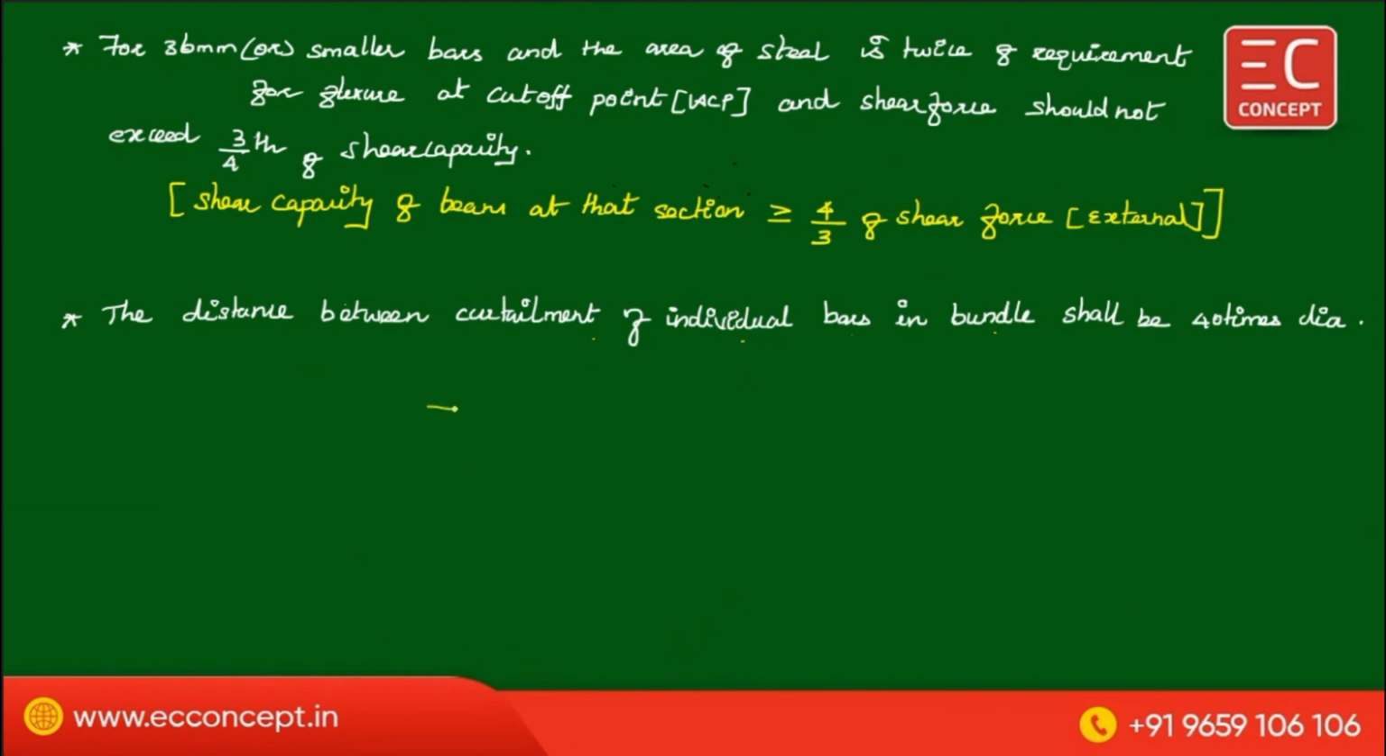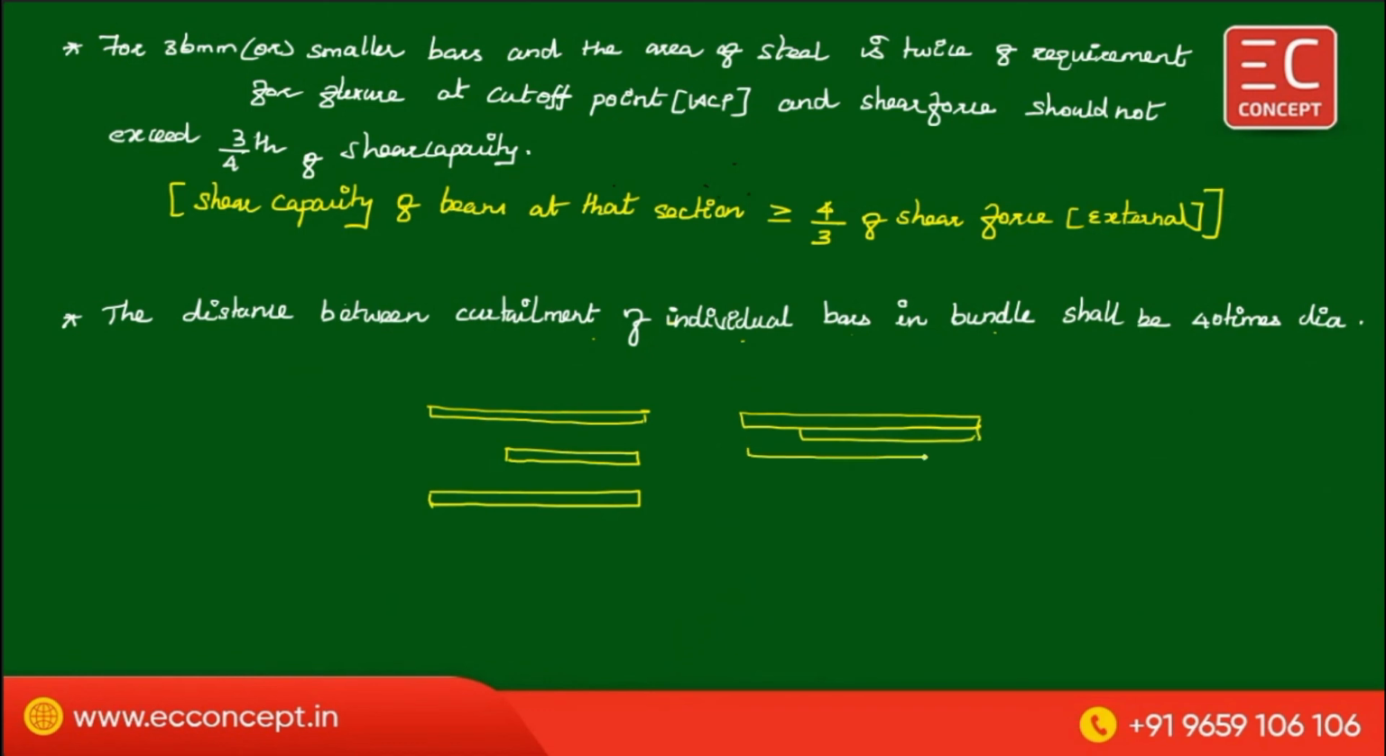Okay, this is one bar, and this is another bar. This is the curtailed bar. This is the full bar. The distance between curtailment of individual bars in a bundle. In a bundle, this is one bar, and this bar is curtailed, and this is another bar. Therefore, the distance between these two shall be 40 times the diameter of the bar. Understood? This also you have to keep in your mind.